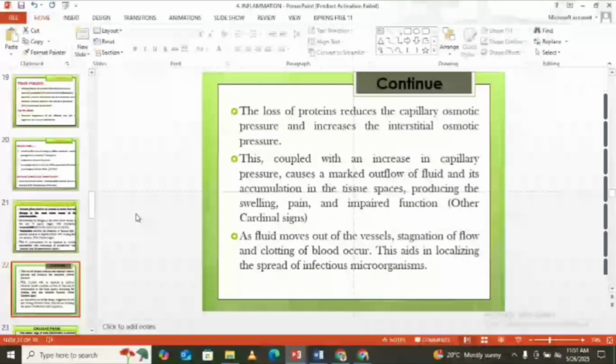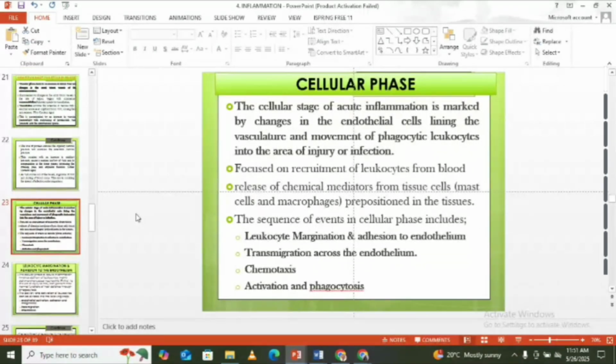Then the second phase is the cellular phase, which is called the amplification phase. This one has a main goal of recruiting immune cells to eliminate the cause of injury. That is the main goal of the second phase, the cellular phase. So it recruits immune cells to help eliminate the causes of injury.